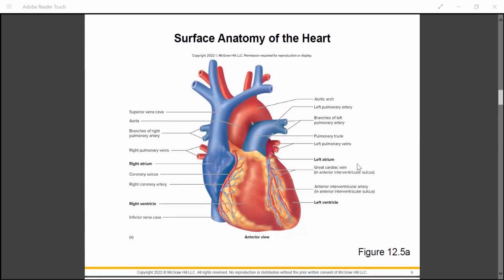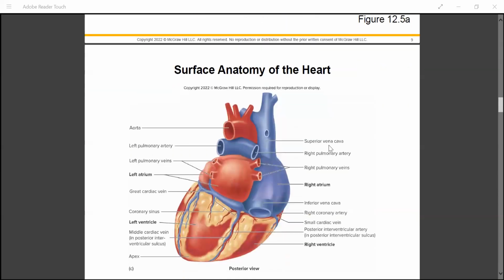So here's the surface anatomy of the heart. Not too much to point out here. This is your left side, right side. You'll see our inferior vena cava and superior vena cava are kind of anterior to our aorta. You can see the pulmonary trunk that contains our pulmonary arteries and the pulmonary veins behind it, but not much to point out here.